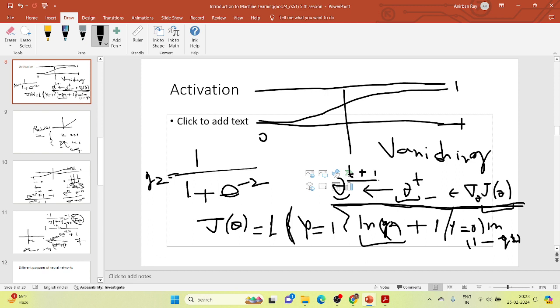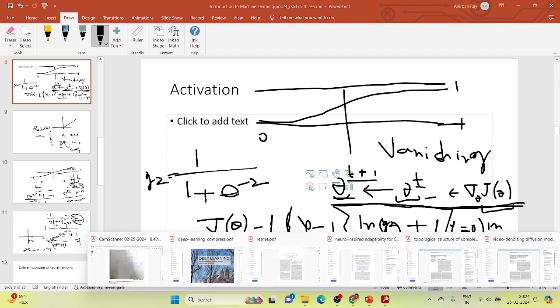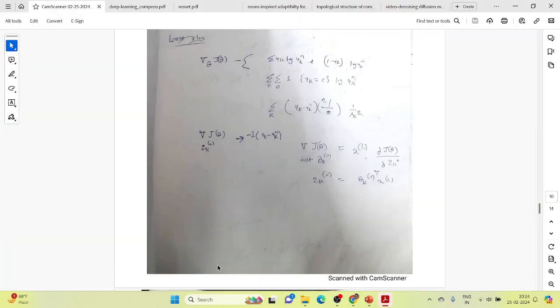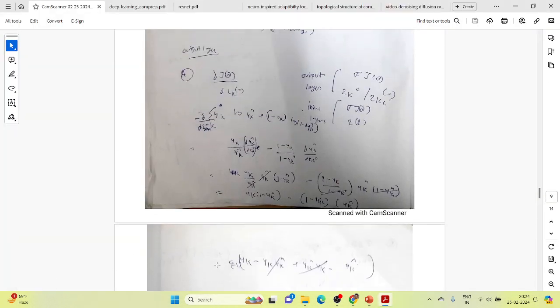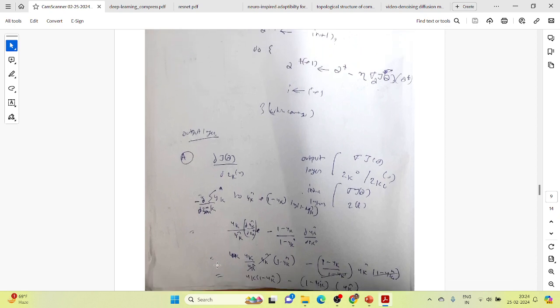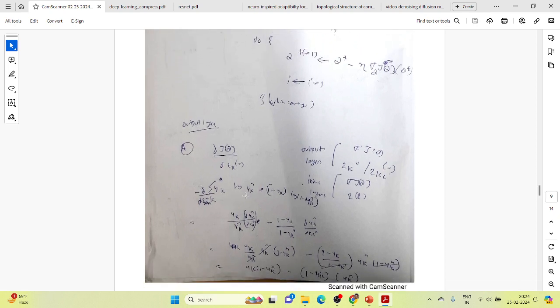Theta at a future point is equal to theta at present point minus some learning rate, usually 0.01 type, multiplied by the derivative of the loss function with respect to the same theta. So the thing is that the cross entropy loss function that we have here is not directly dependent on some inner layer theta. It is directly dependent on the outer layer thetas but not on the inner layer thetas.